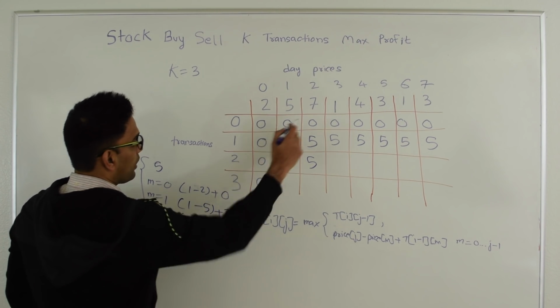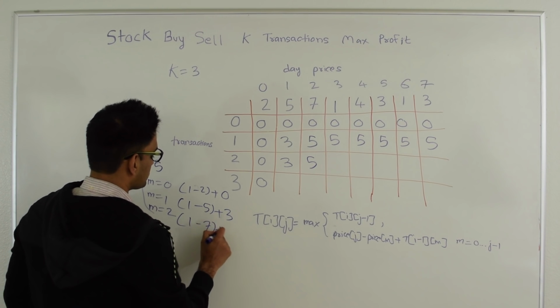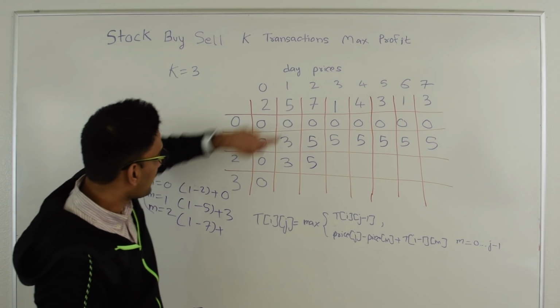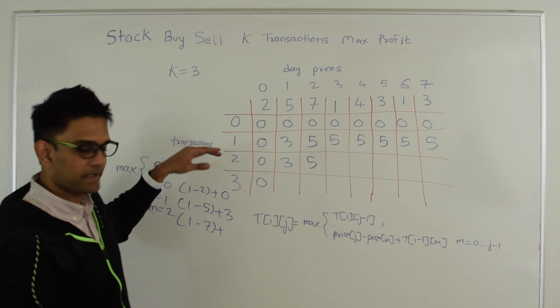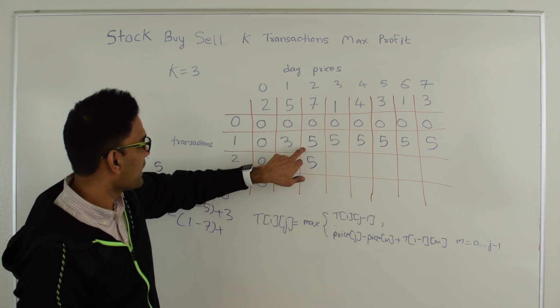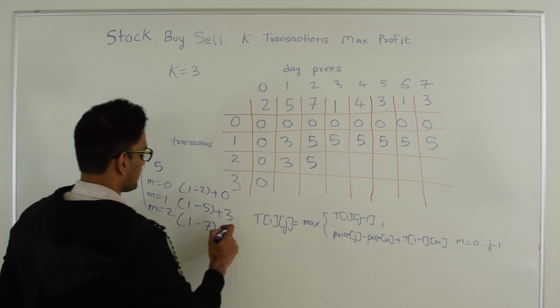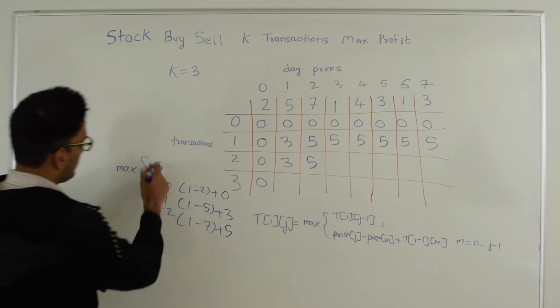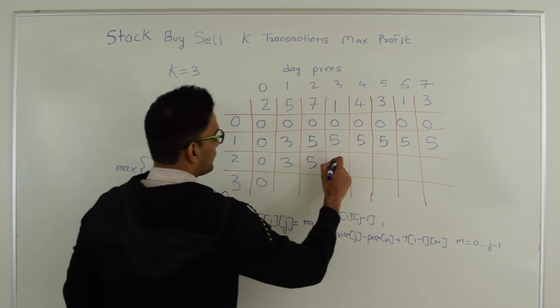Or 1 minus 7 plus whatever best you can get by with one less transaction and ending the transaction at 7, so that's 5. So the max of this is going to be 5, so this value is 5.